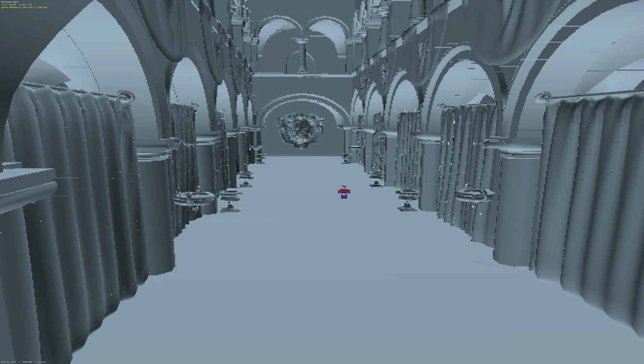So final results are in. Looks pretty good. Not really sure why my model is sticking his feet into the ground though. Future problem to solve. Future Jesco problem.